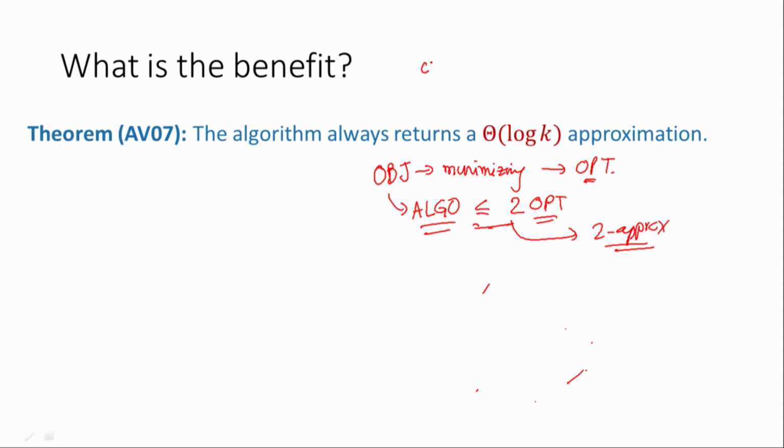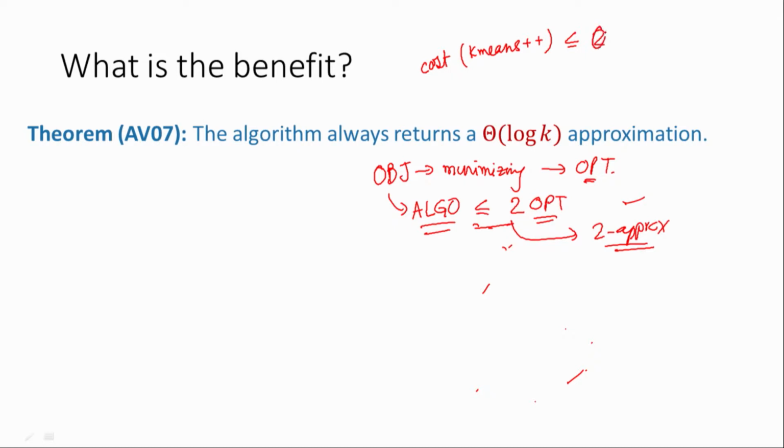So for this algorithm, what are we saying? We are saying that the cost of k-means++, and remember the definition of cost remains the same, which is the k-means objective, means that the objective function of this algorithm will be at most some constant times log k of the cost of the optimal solution. Which is quite astounding.